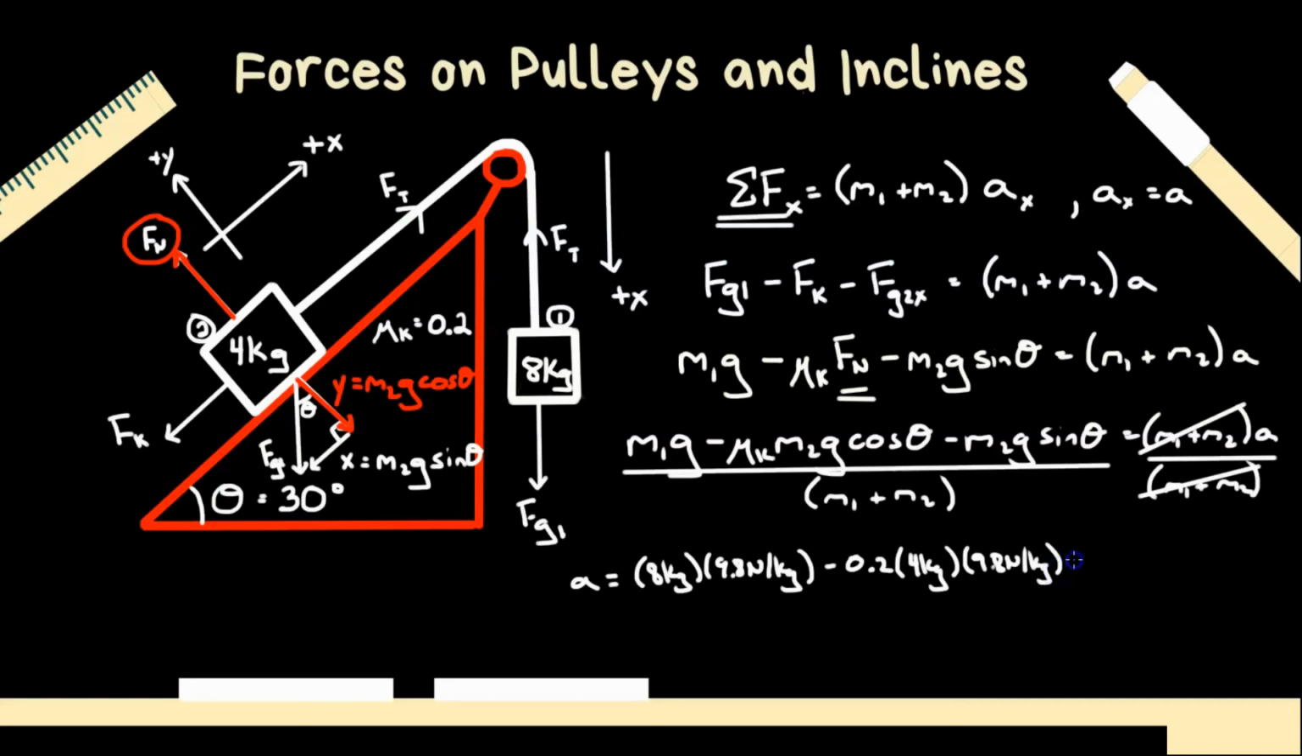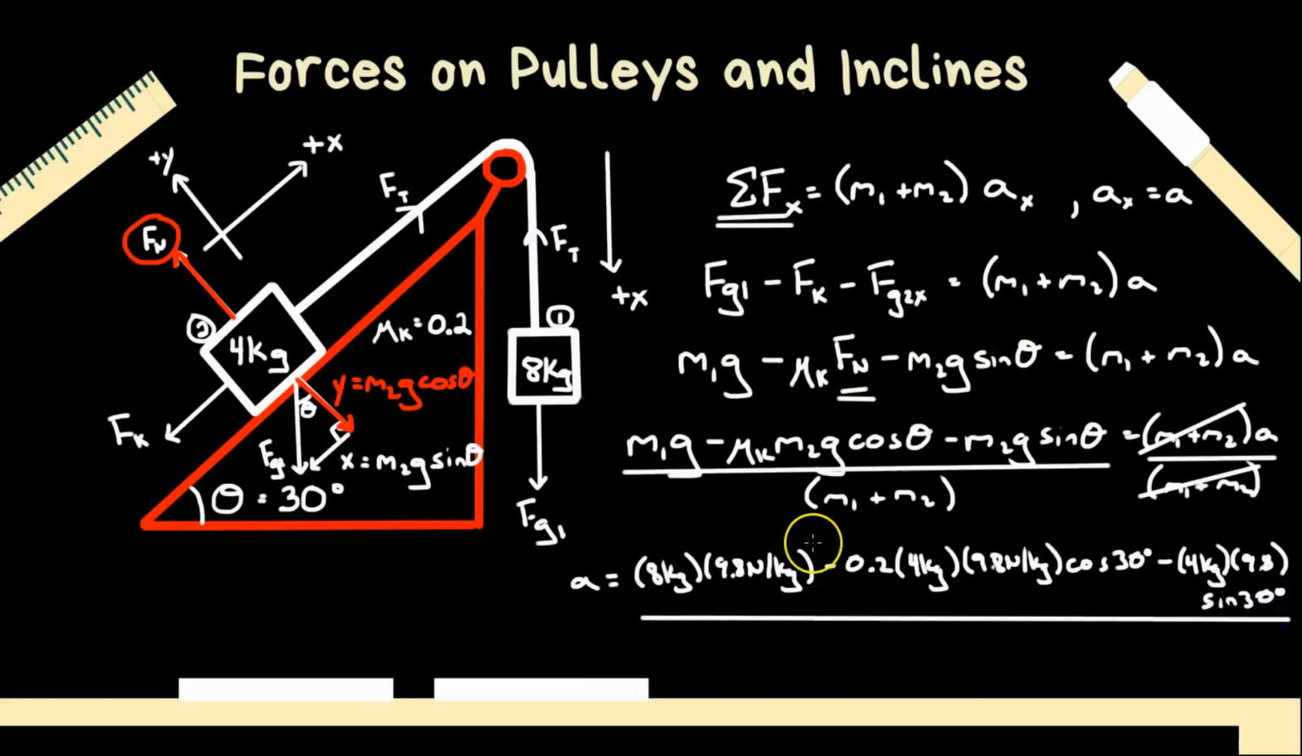I am going to run out of space. Times the cos of 30 degrees. And then we're going to minus m2 again. So that is 4 kilograms times g, which is 9.8 newtons per kilogram, times the sine of 30 degrees, all divided by m1 plus m2. So 8 kilograms plus 4 kilograms gives us 12 kilograms. And that's going to give us an acceleration of 4.3 meters per second squared.